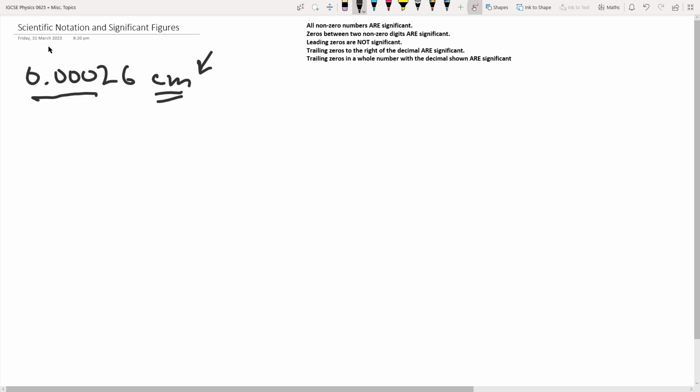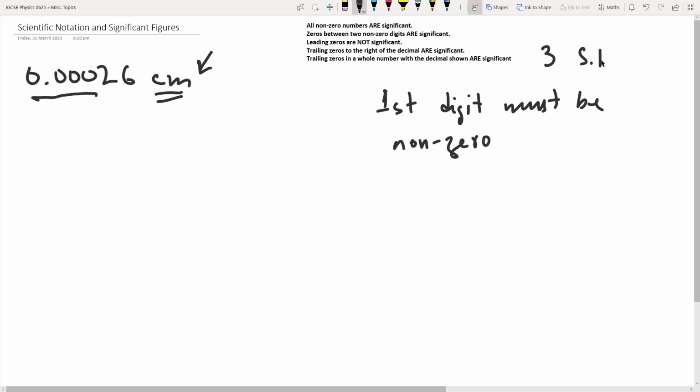So what is scientific notation? It is a method to write numbers in a way that the first digit, and that's the key rule, must be non-zero. And then I'm going to relate this to significant figures as well, because that's what IGCSE physics examinations want. They want you to write at least three significant figures for each numerical answer that you give.